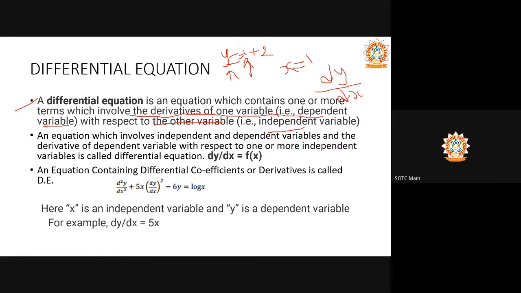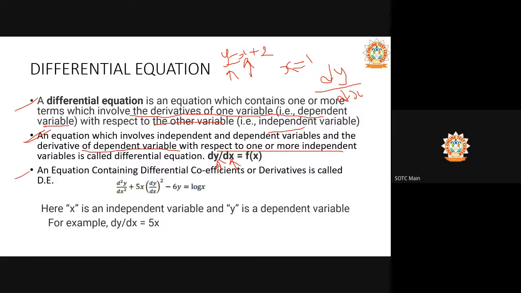So you can see this one, the other definition: an equation which involves independent and dependent variables and the derivative of the dependent variable with respect to one or more independent variables is called a differential equation. You can see the example dy by dx is equal to f of x. So here the derivative of the dependent variable y with respect to the independent variable, that is x. So this is the general or basic definition, right?